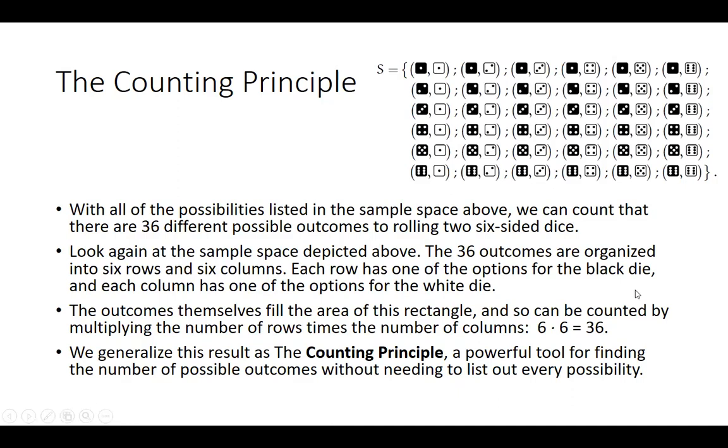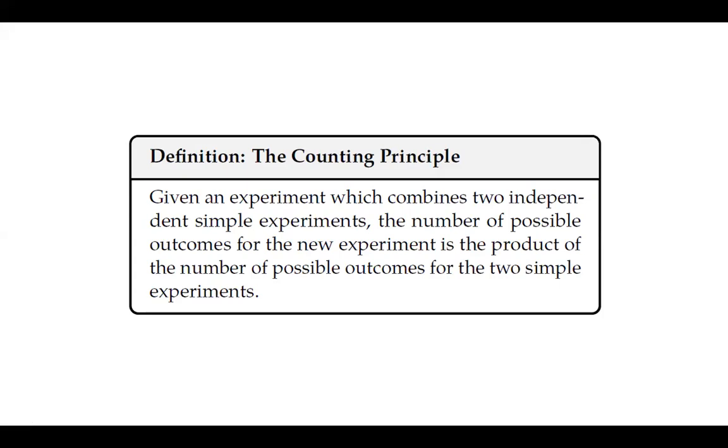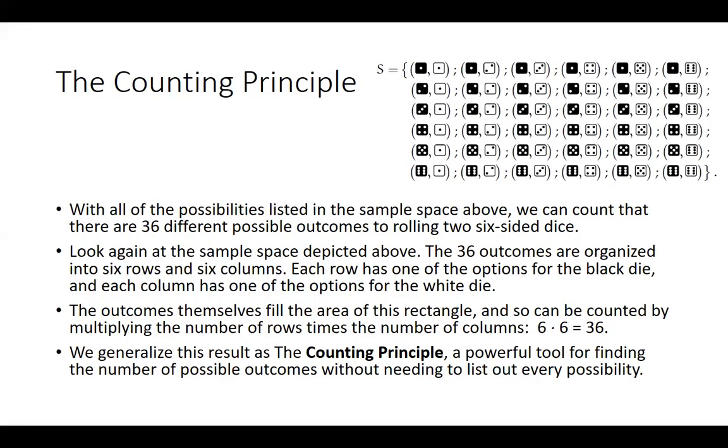We generalize this result as the counting principle. The counting principle is a powerful tool for finding the number of possible outcomes without needing to list every possibility. Let's look at the definition first and then come back. Given an experiment which combines 2 independent simple experiments, the number of possible outcomes for the new experiment is the product of the number of possible outcomes for the 2 simple experiments.